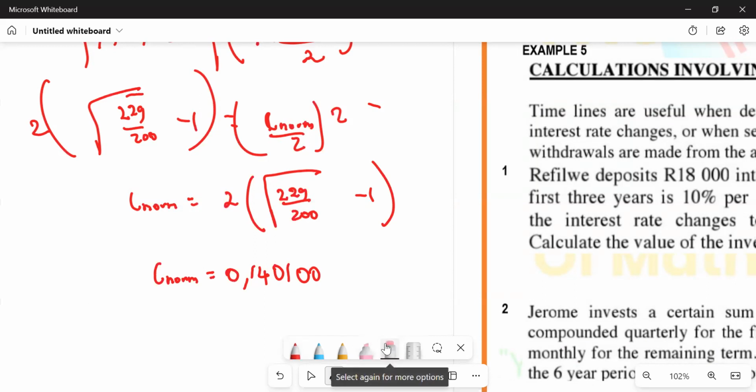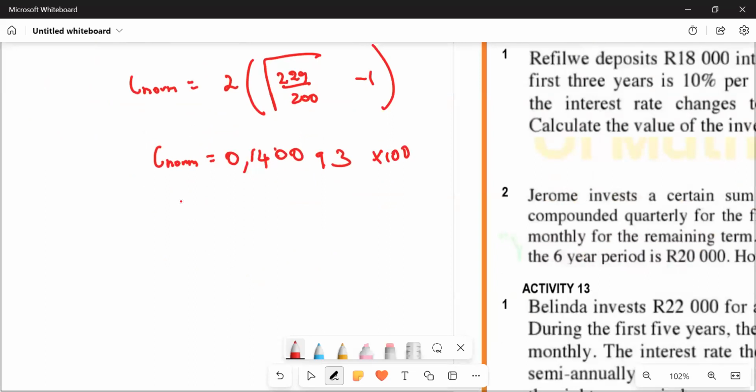Now remember, we round off the final answer. So it's 0.140093. I think we're going to round off the final answer here. So we multiply by 100 so that we don't make mistakes. So we are going to have i nominal, okay, which is going to be given as 14.01%. Okay, this is going to be our i nominal.